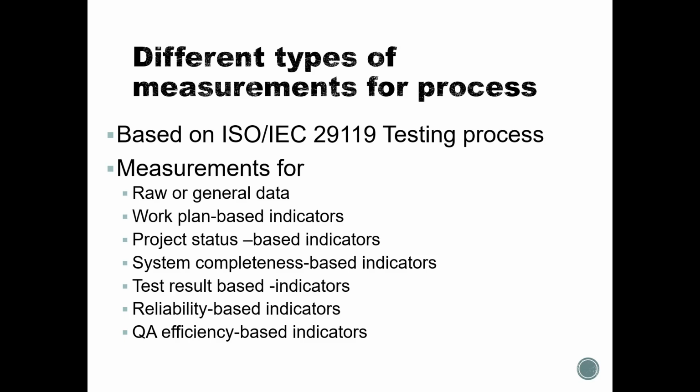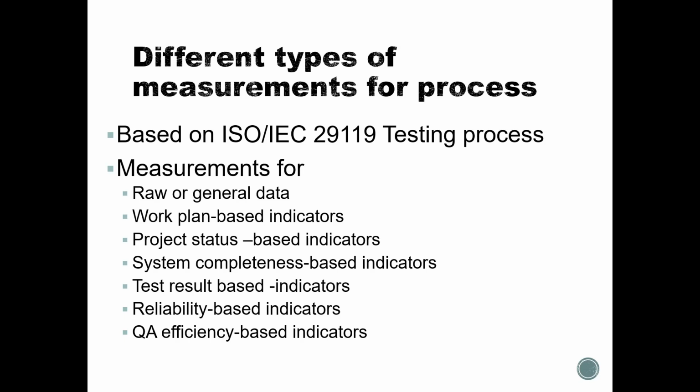So the raw general data measurements are fairly self-explanatory. They measure, for example, how much money we have used and how much time we have used, and whether those are in any way comparable to each other. How many features have we completed, how many features are still missing, how much content have we created, how much content is still missing, and so on.